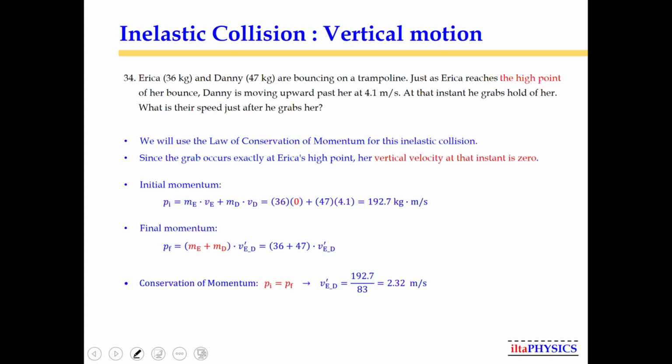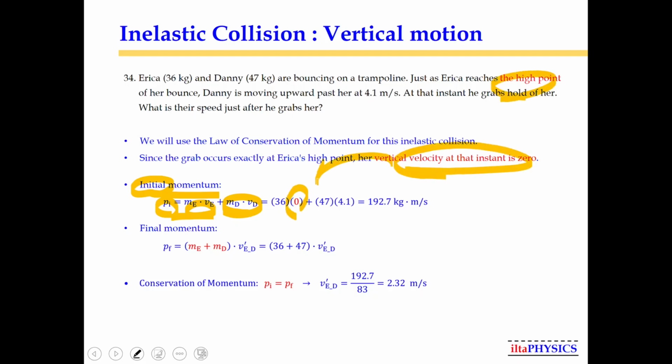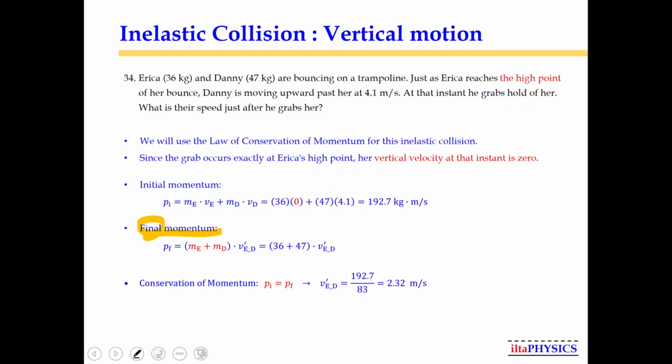First, the initial momentum is the sum of the mass times velocity for both children. Since one child is at the peak, her vertical velocity is zero. After the collision, meaning after they grab each other, the final momentum is the product of the total mass of both children and their common shared velocity. By the law of conservation of momentum, the final velocity of the two children is 2.32 meters per second.